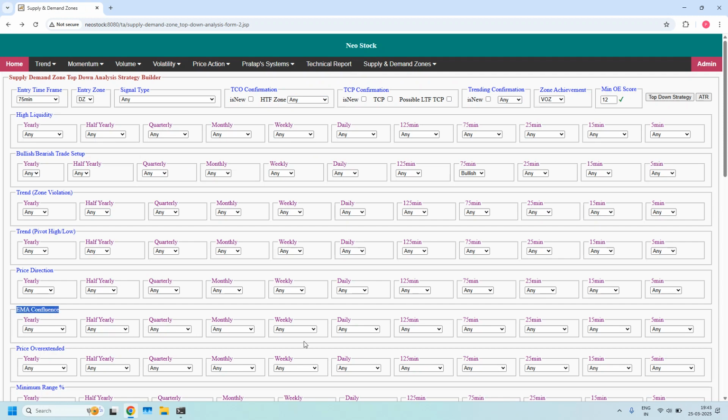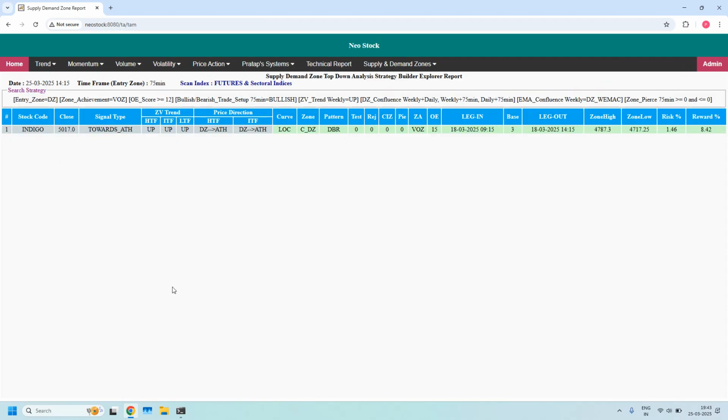In the EMA confluence at a weekly time frame, I am checking weekly demand zone having weekly EMA confluence. And the trend on the weekly should not be sideways. It should be uptrend because it is bullish trade setup. Let's filter. So that one stock is filtered. Excellent. So this is having even more high probability to get success. So this is about a bullish trade setup for weekly income trade.